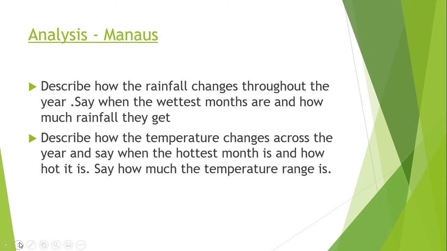Okay, we're moving on to analysis. You will find a write-in frame for your analysis on the help sheet. In this analysis, you will describe how the rainfall changes throughout the year and say when the wettest months are and how much rainfall they get. You will then describe how the temperature changes across the year and say when the hottest month is and how hot it is, and you will say how much the temperature ranges. I've put a write-in frame on the help sheet if you need it. It'll give you clear guidance on how to work through these two points of analysis. Could you please complete your analysis for Manaus and resume the video when you're ready.